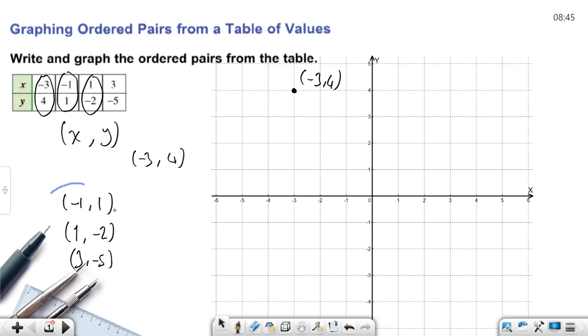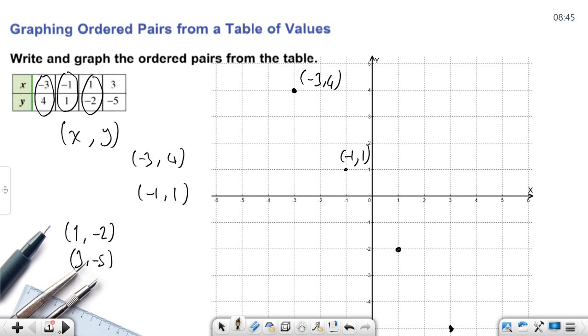The next point is -1 and 1. X is -1, y is 1. Okay, let's continue. 1 and -2: x is 1, y is -2. Put the point. And 3 and -5: x is 3, 1, 2, 3, 4, 5, and the -5 is going to be here. These are all the points represented by the ordered pairs.